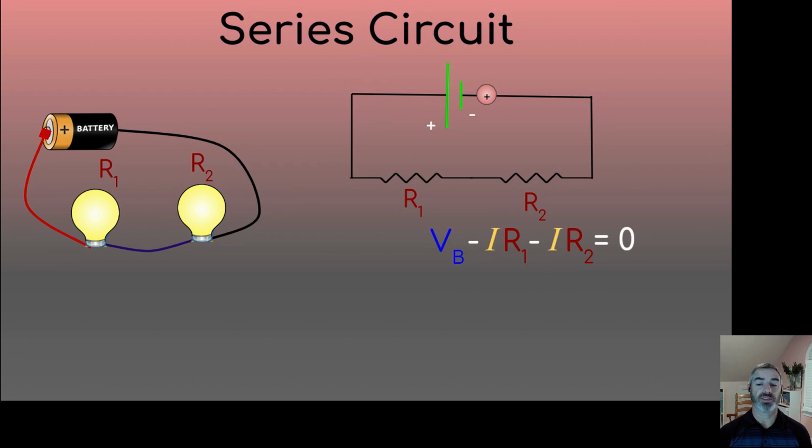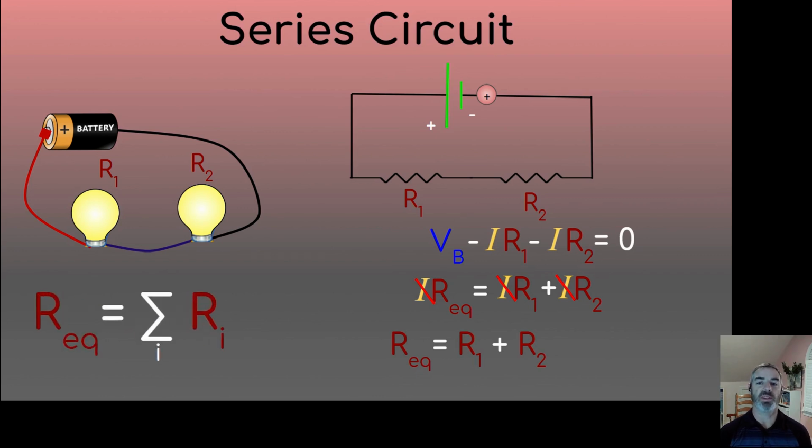So we can rearrange this equation to solve for the potential across the battery. But that's also equal to the potential drop across each of the resistors, which is also, using Ohm's law, equal to the total current times the equivalent resistance. We know the currents are the same, so it leaves us with the equivalent resistance being just the sum of the two resistors, which is the way we find the equivalent resistance in a series circuit. So we just sum all the individual resistors if they are in series.